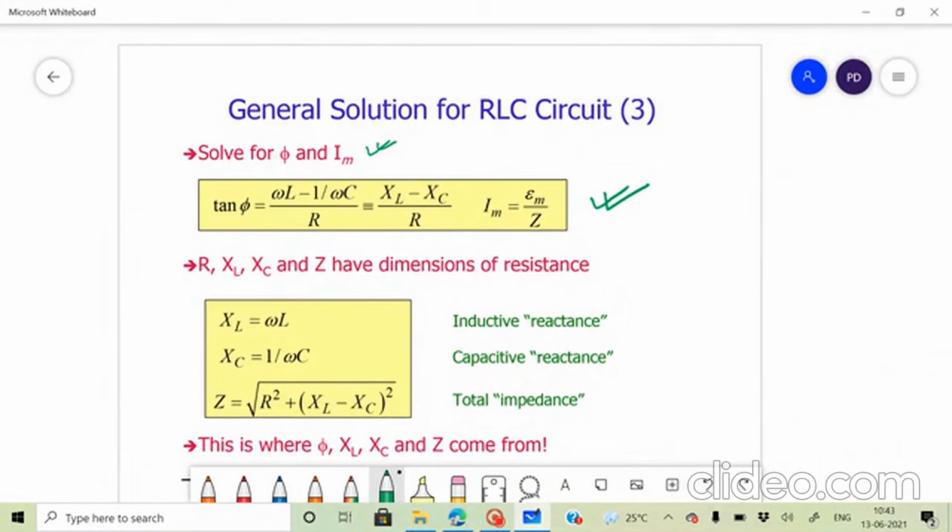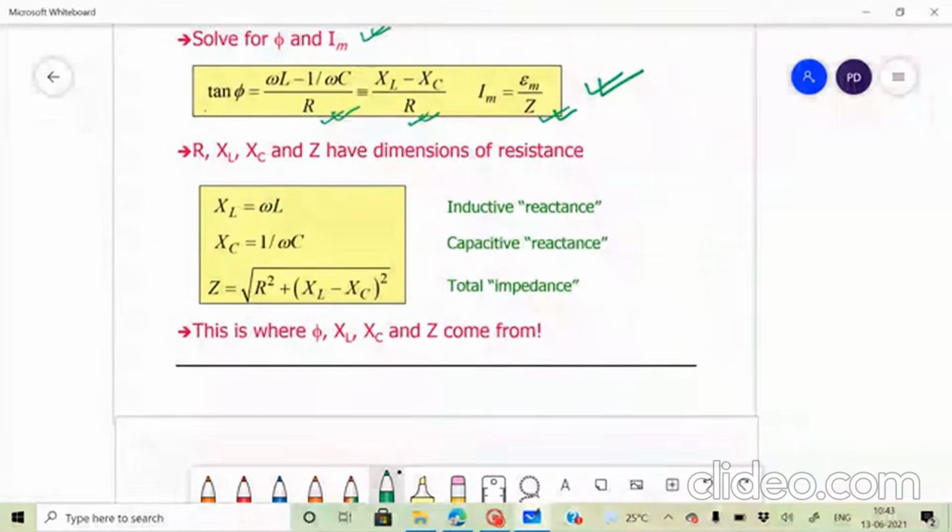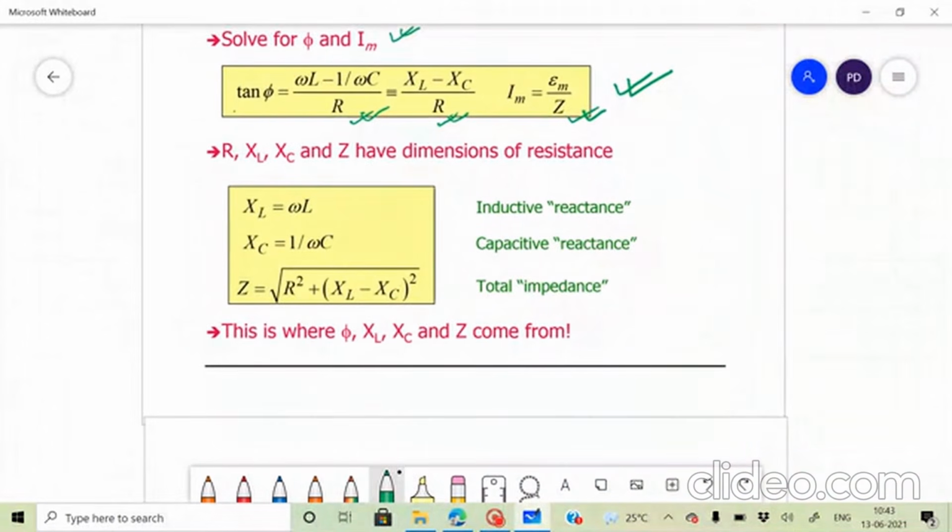Look at this, tan of phi is equal to omega L minus 1 over omega C, divided by R. This is equal to XL minus XC over R, and this is your maximum current. Z is the total impedance in the circuit. Now, what is XL? XL is equal to omega L, that's the inductive reactance. XC is equal to 1 over omega C, that's the capacitive reactance. And this is the total impedance. Z is equal to root over R squared plus XL minus XC whole squared.